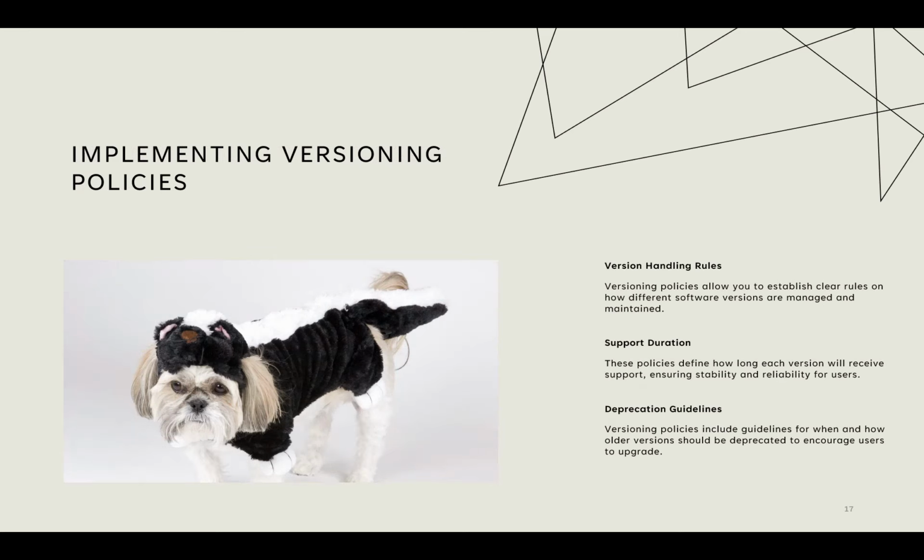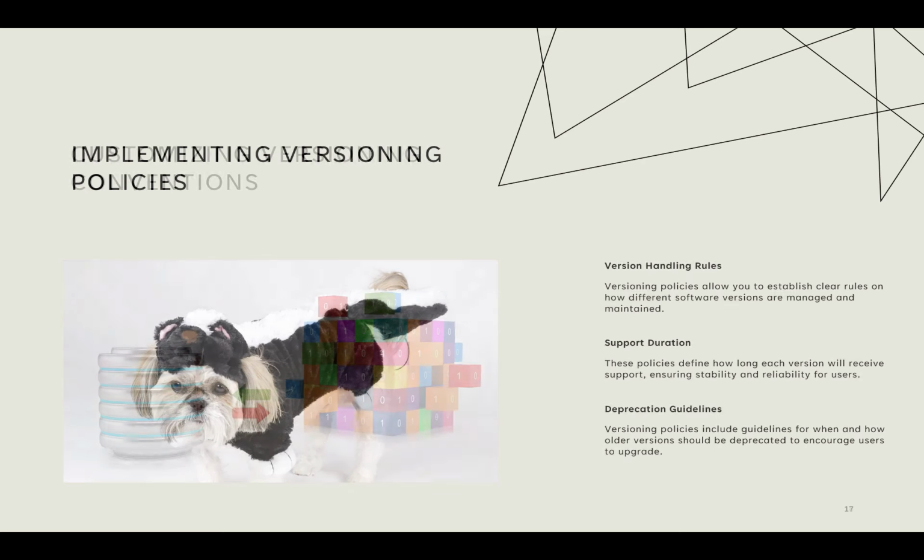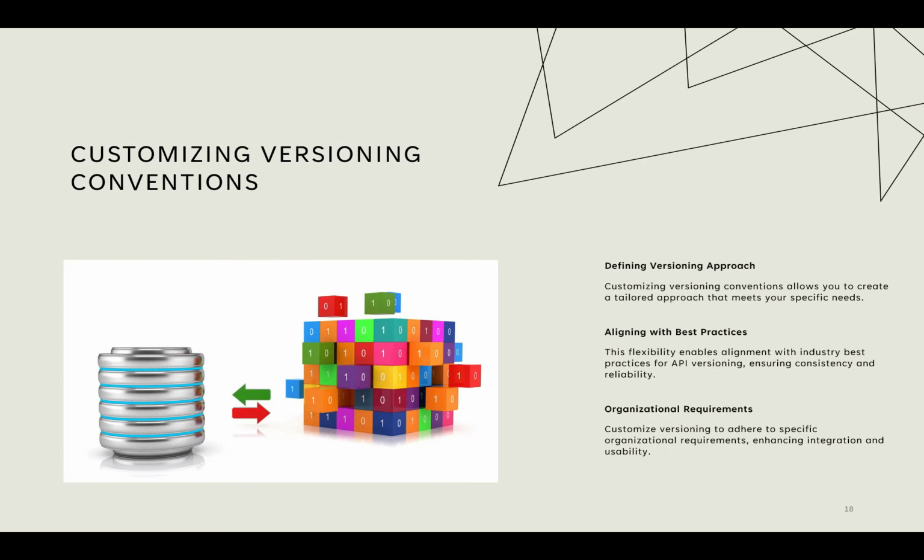Implementing versioning policies enables you to specify rules for how versions are handled. This includes defining how long versions will be supported and when they should be deprecated. Customization of versioning conventions lets you define your own approach to API versioning. This flexibility allows you to align with industry best practices or specific organizational requirements.